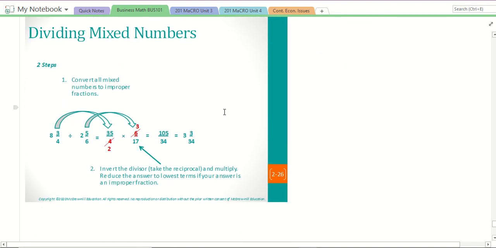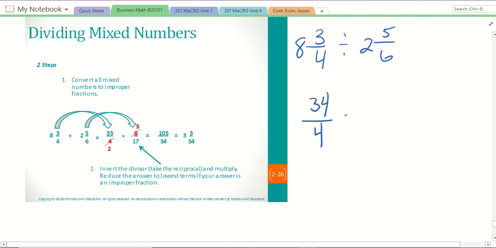All right, dividing mixed numbers. We do the exact same thing. We're going to convert them all into improper fractions. So we have 8 3/4 divided by 2 5/6. We're going to convert them. 4 times 8 is 32, plus 3 is 35 over 4. Keep the denominator the same, switch the division. And remember, 6 times 2 is 12, plus 5 is 17 over 6. But we're going to make it 6 over 17, because remember, we have to flip it upside down.